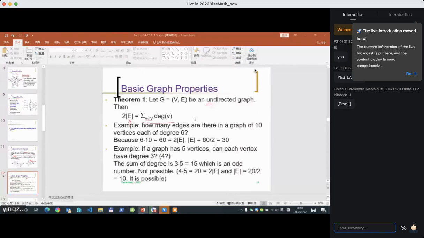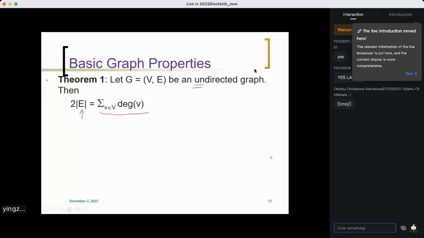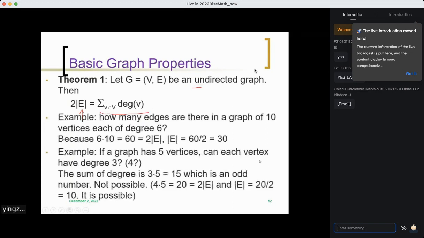So here is a concrete example of the concept. And here, just to give you the relationship between the degrees and the edges, it is a relation. For example, how many edges are there in a graph of 10 vertices, each of degree 6?